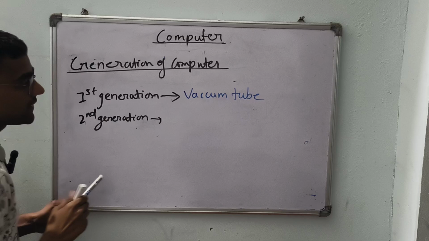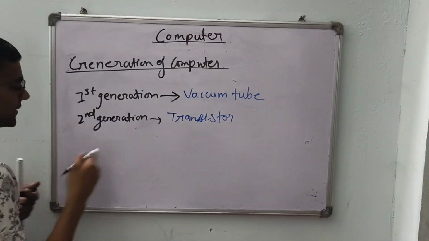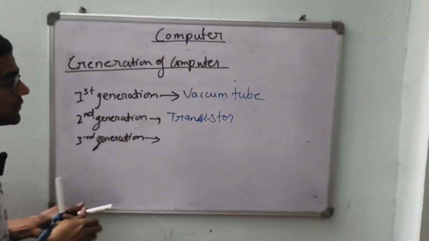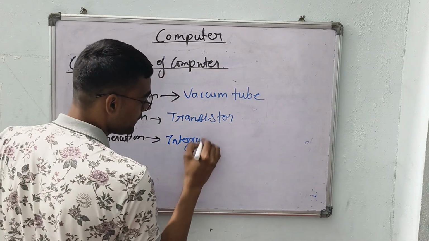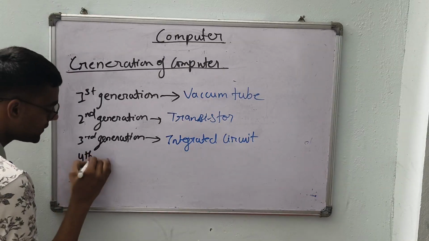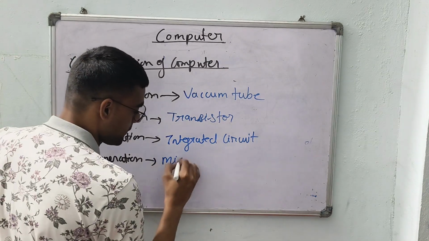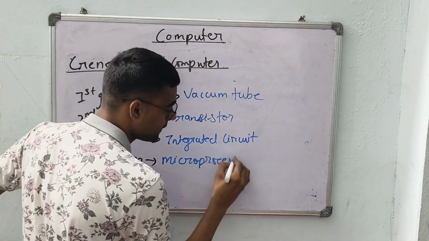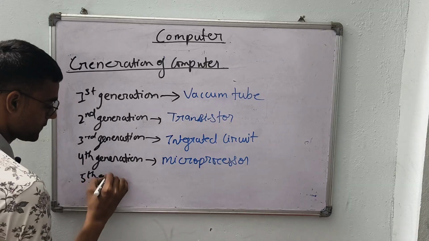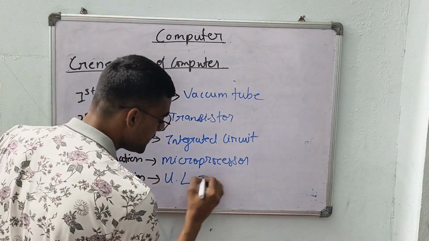In the second generation, we are using the transistor. In the third generation, we are using the integrated circuit. In the fourth generation, we are using the microprocessor. And in the fifth generation of a computer, we are using the ultra large integrated circuit.